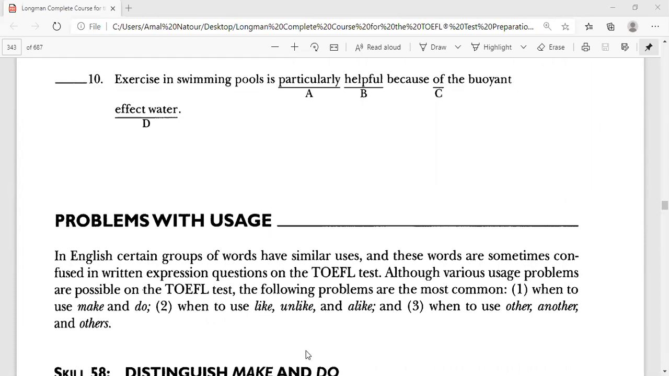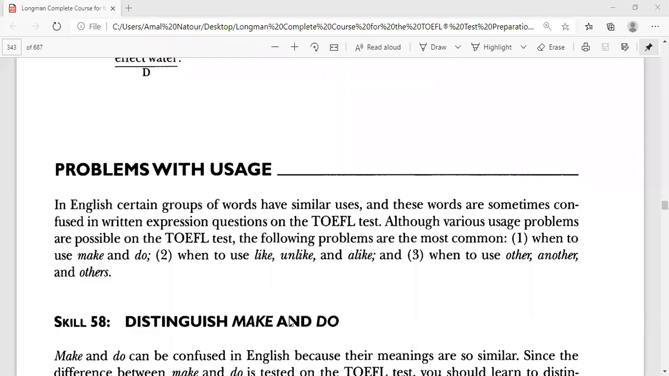We have many questions in TOEFL that talk about make and do. Make and do is tested in TOEFL tests. So we should distinguish the difference between them. First of all, make often has the idea of creating or constructing, building, making something from nothing, like many items. I make something, I create something. So make, as I've said, has the idea of constructing or creating.